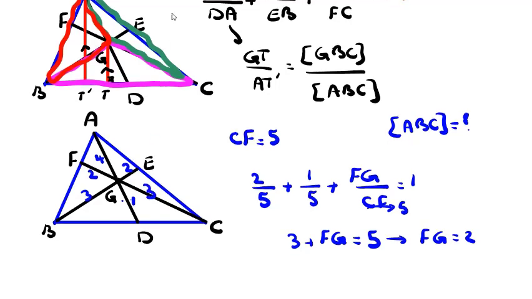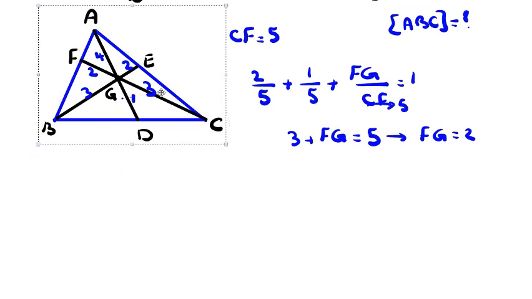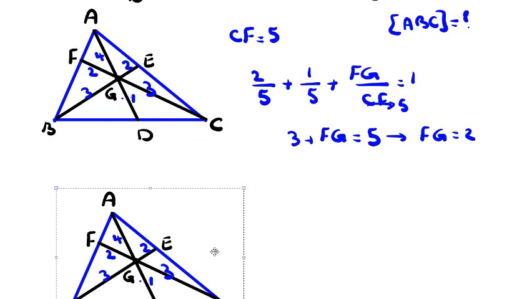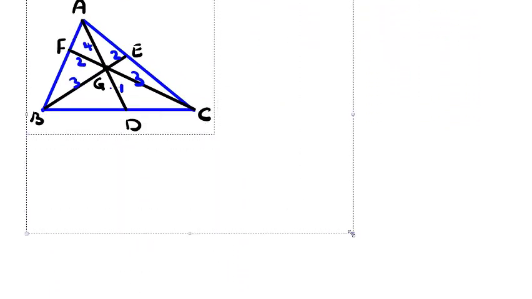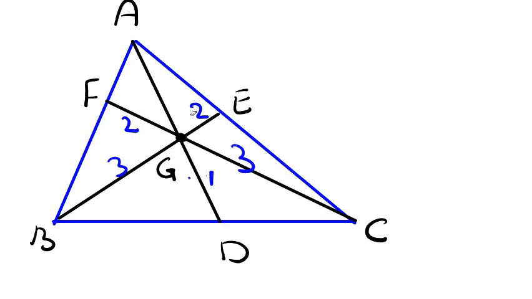Okay, so let's copy this one and maximize the figure. We want to find area of ABC. Okay, so let me label 4, 2 here, 3, 1, 2, 3. Now I want to write the areas.